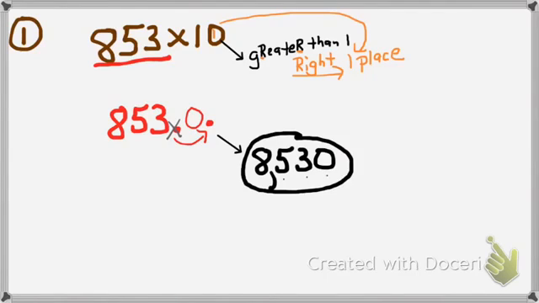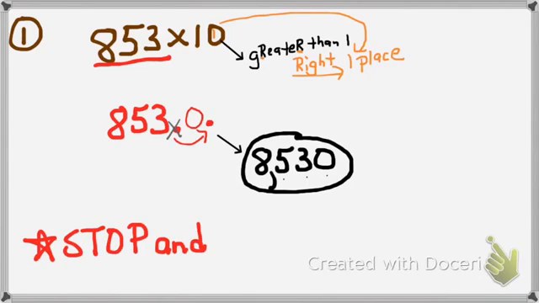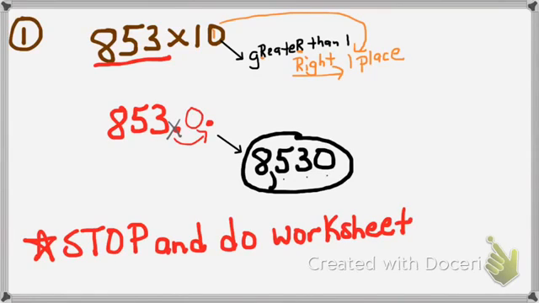So my final answer is 8,530. In this final answer, the invisibility cloak is on, so I do not see the decimal, but if I wanted to put it there, I could put it to the right of the 0. Please stop and complete your worksheet number 1. You can go back and look at this example as often as you like.